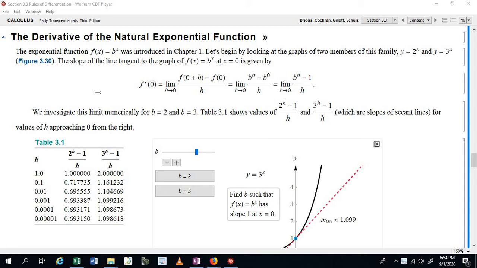A general exponential function, you may remember, is a function that looks like this, where you have some base b raised to the x power. In order to come up with the natural exponential function, we're going to start with a general exponential function of the form b raised to the x power, and we're going to answer several questions about this function, and that's going to lead us to this idea of a natural exponential function.